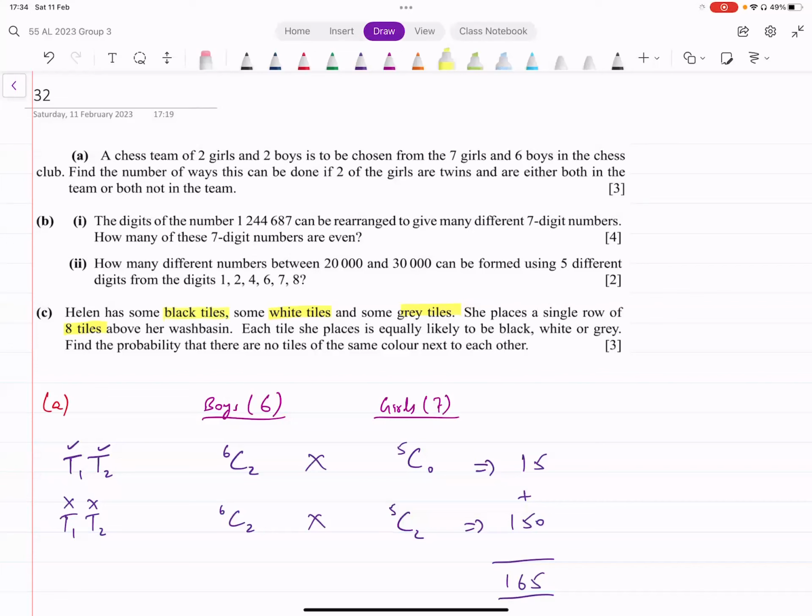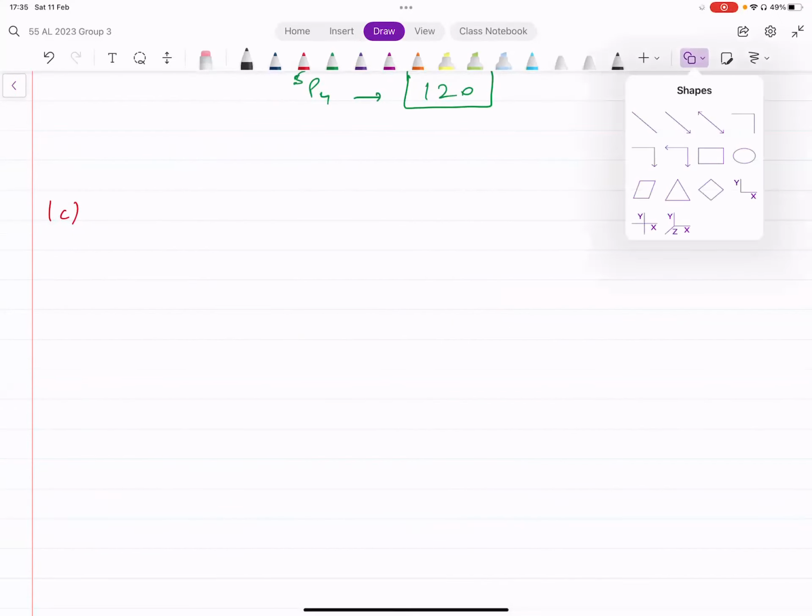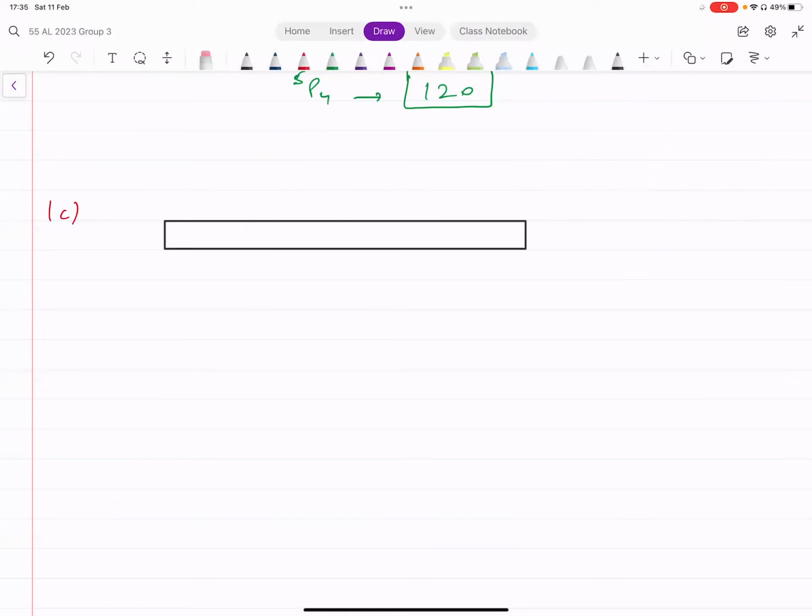Okay, black भी हो सकते हैं. Black, white, or gray. There's equal probability for every tile. Find the probability that there are no tiles of the same color next to each other. Okay, no tiles of the same color which are next to each other. Now, the row has 8 tiles. We could make 8 boxes for this. So we have these 8 boxes. We need to fill these boxes now.